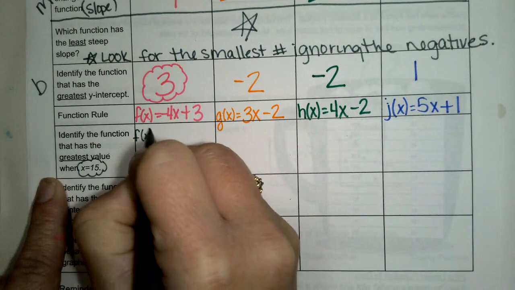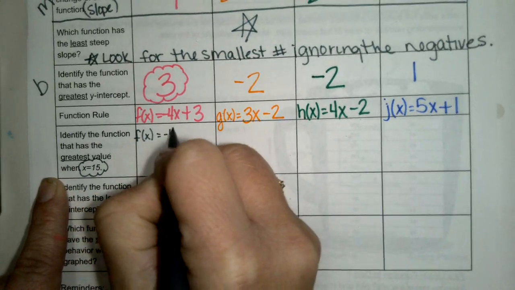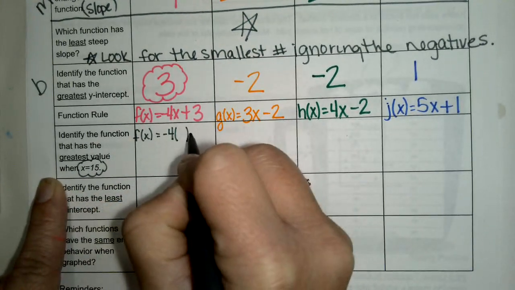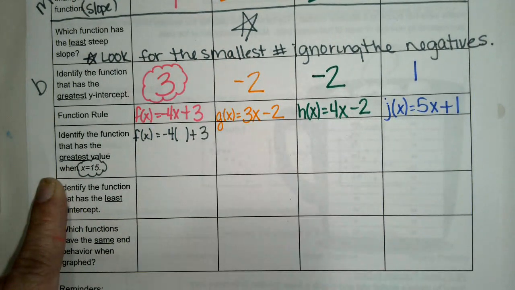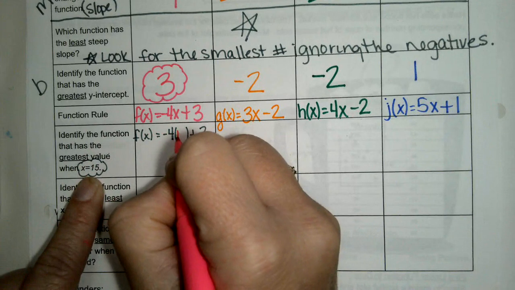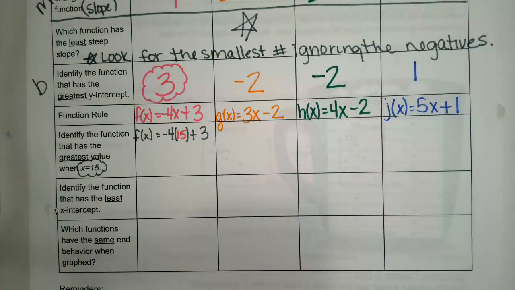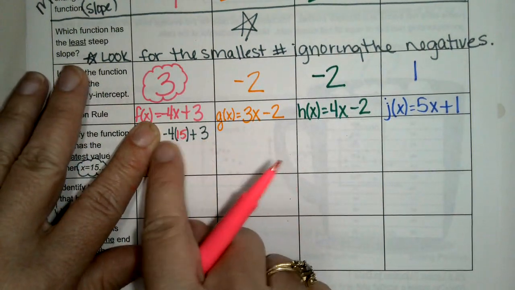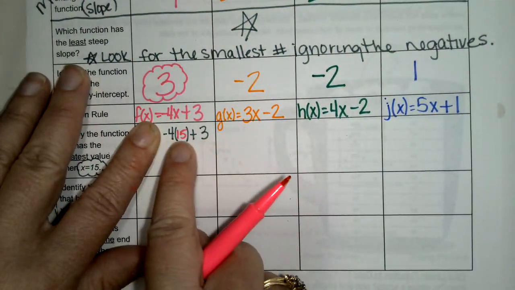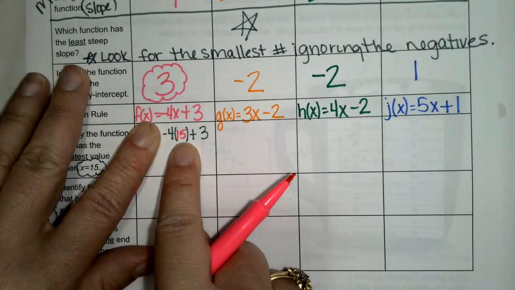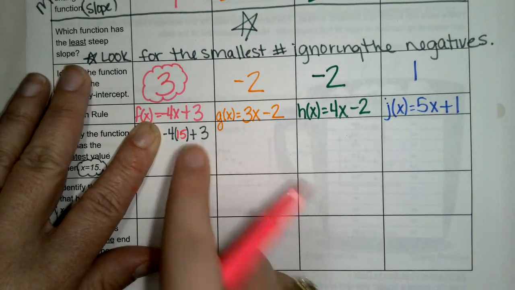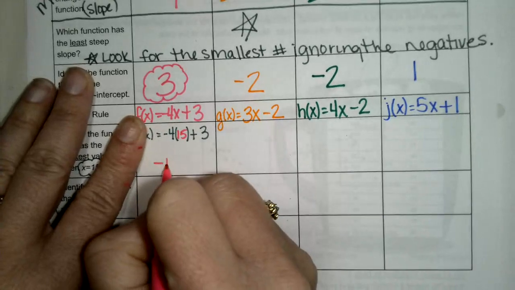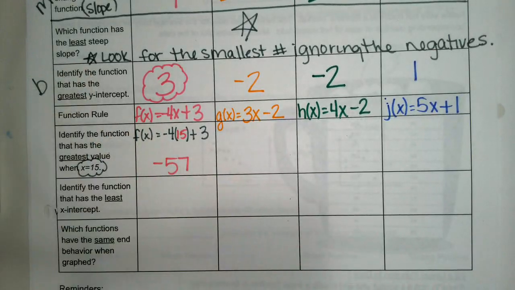So f of x is equal to -4 times that number 15 plus 3. I meant to write that in pink. I'm sorry. So I'm going to take 15 and plug it in here. -4, if you type that in Desmos, you can go straight to the answer. Just type in this right side of the equal sign. -4 times 15 is -60, and if I add 3 to that, that answer would be -57.